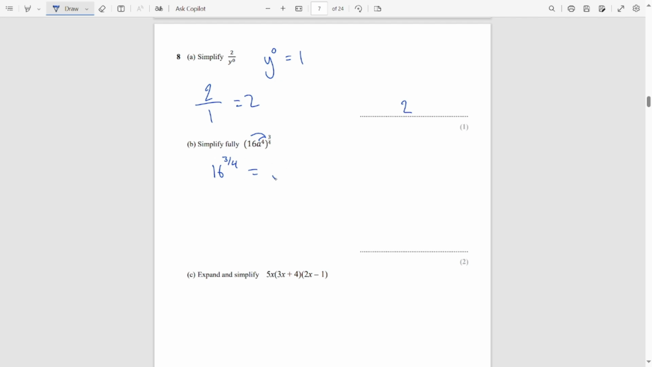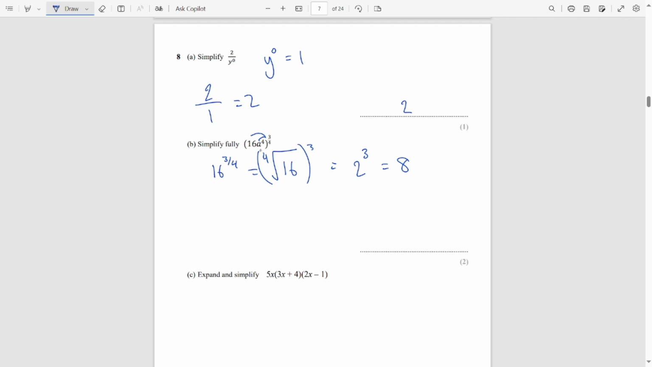That number on the bottom, the 4, becomes the root, and the number on the top becomes the power, so it's all to the power of 3. And the fourth root of 16 is actually 2. So this is 2 to the power of 3, and that is 8. But again, you could just type this into your calculator. Your calculator will tell you it's 8.